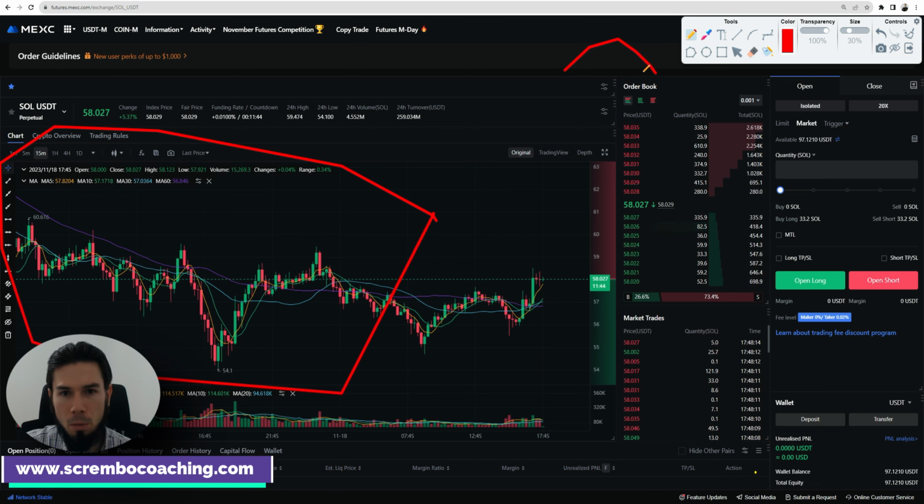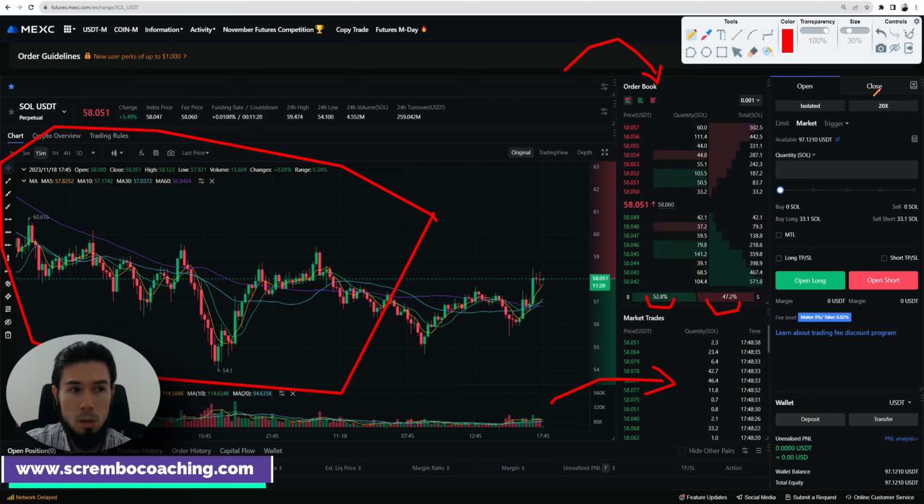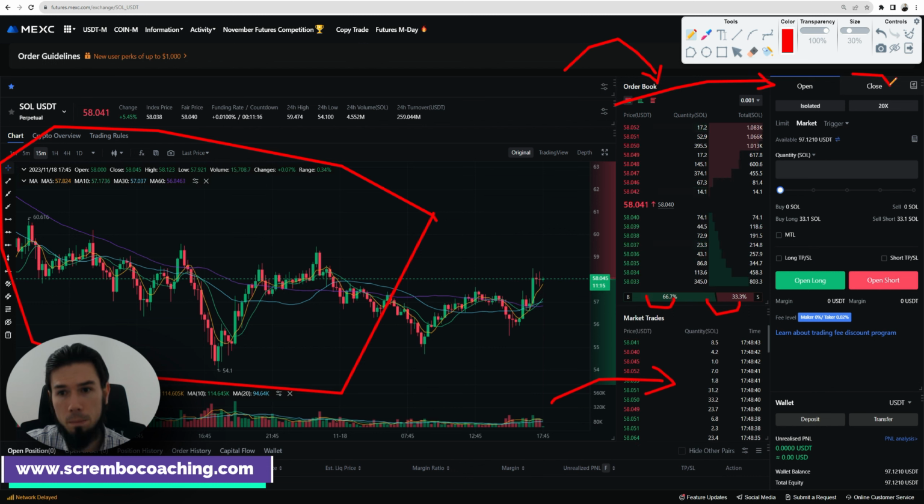However, you have the order book right there with trades looking for selling or trades looking for buying. The green ones are the ones that are aiming to buy. The red ones are the ones that are aiming to sell. You see the volume, you see the quantities. You see also the market trades, which are trades which have been performed on the market in this specific pair. And then you have the ability to execute a trade, which is in the top right corner. You have the open tab and the close, right? So the first thing that we must do is go with the open, because we're looking to open up a position.